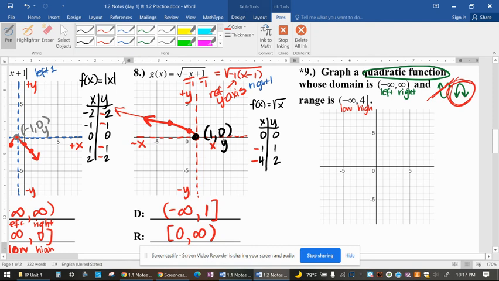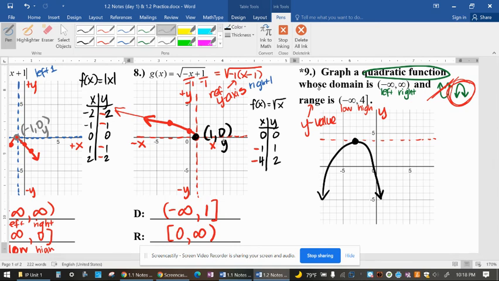So we need a parabola that opens down where the highest y value, remember range is y value, the highest y value is 4. So here's the y-axis, here's 4. And as long as you draw a parabola that opens down and is lower than that and has a vertex that hits 4, it would count. So that would be an acceptable answer. This one would be an acceptable answer. Do you guys see how there are multiple possibilities here?